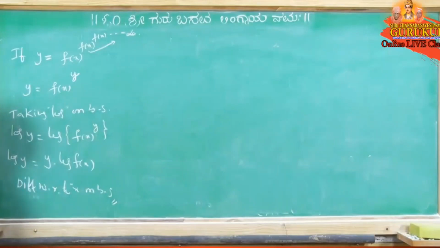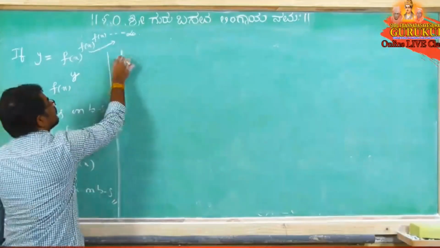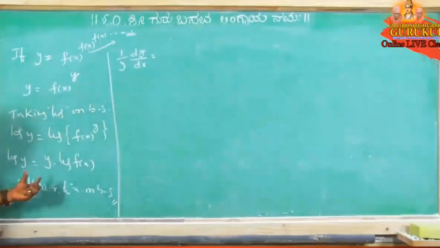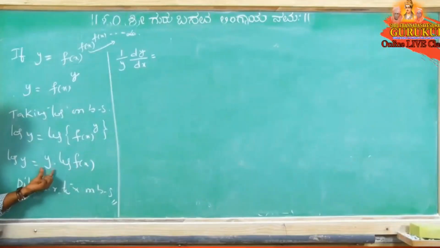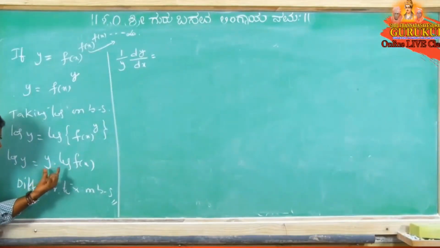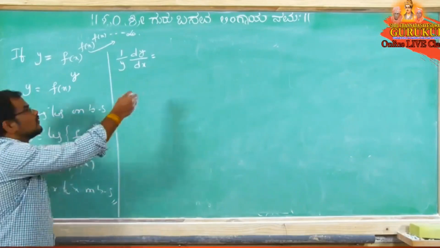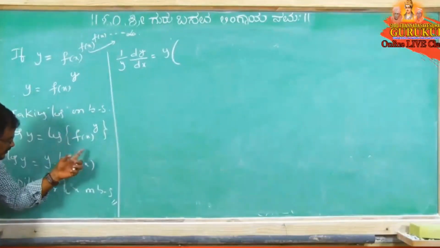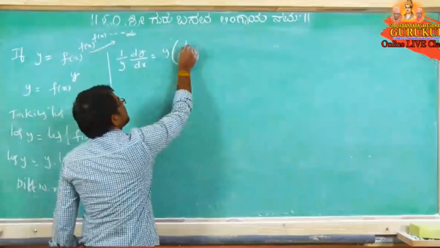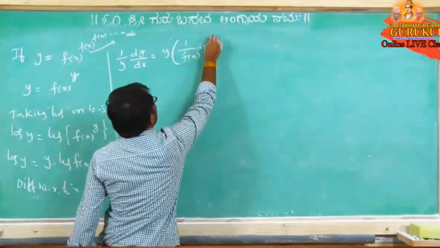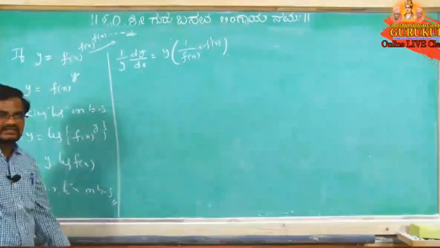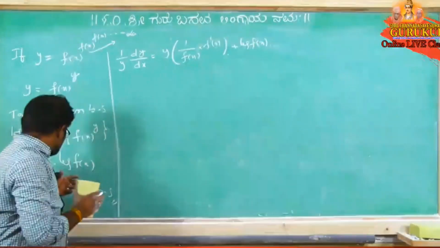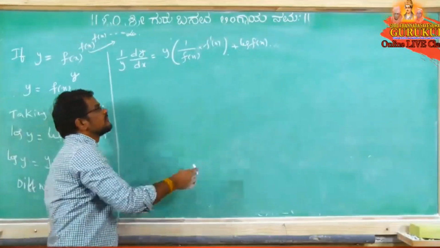Differentiation of log y: 1 by y dy by dx equal to, here again the product rule. y into log of f of x, this one is u and this one is v. y into differentiation of log, that is 1 by x, again we have to differentiate f of x, 1 by f of x into f dash x, plus log of f of x into differentiation of y with respect to x, dy by dx.